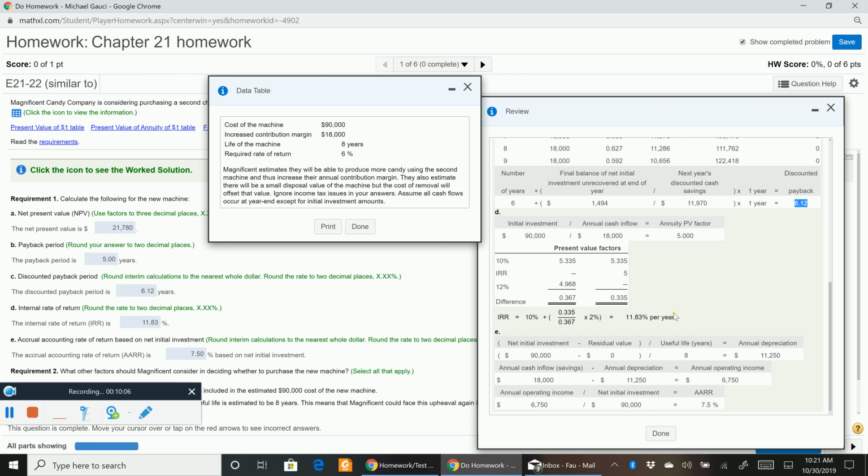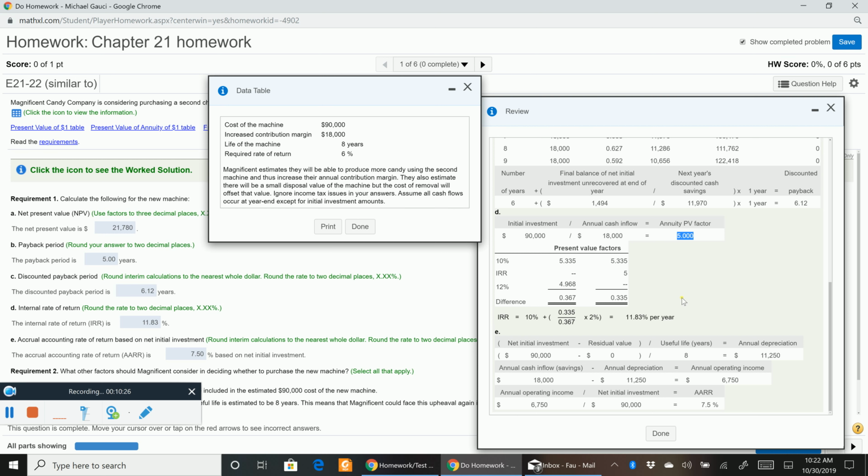And so in order to calculate the internal rate of return, we are first going to take the initial investment divided by the annual cash inflow. So in this case, $90,000 divided by 18,000, that gives us 5. That is the present value factor.